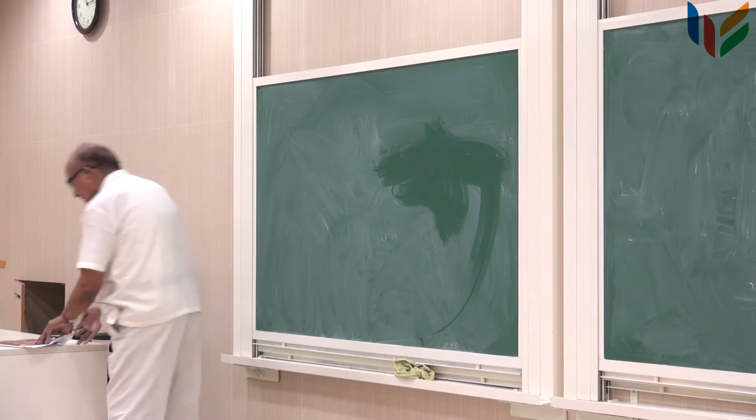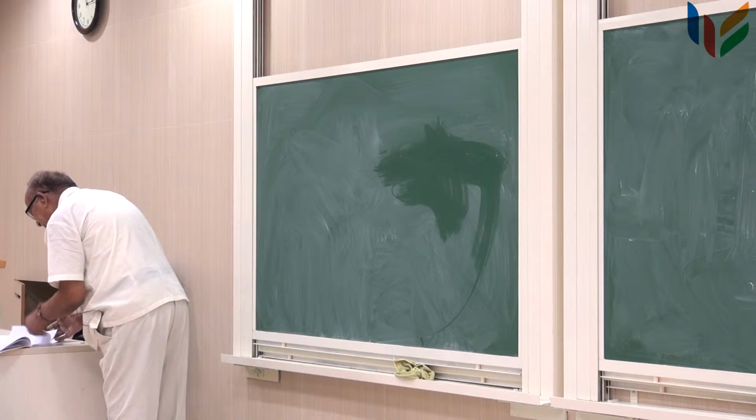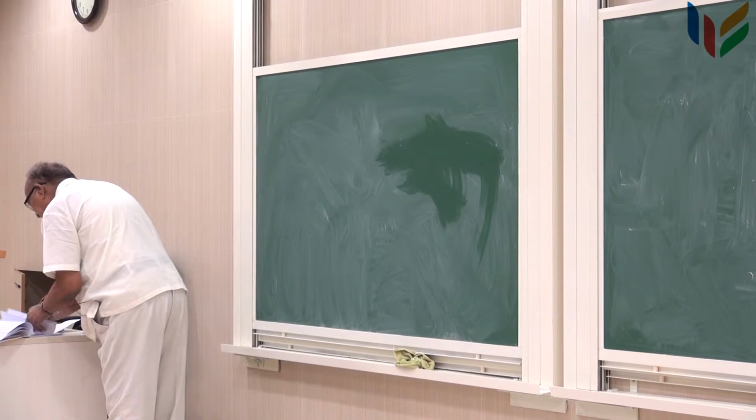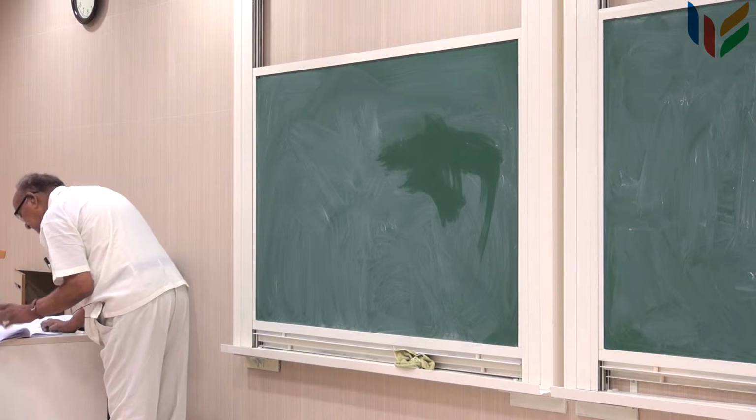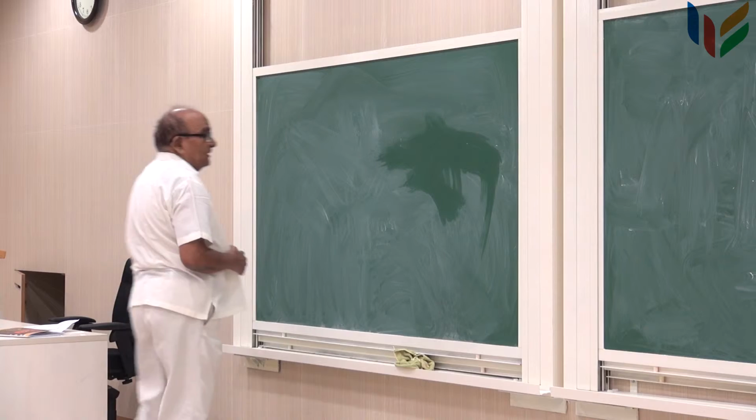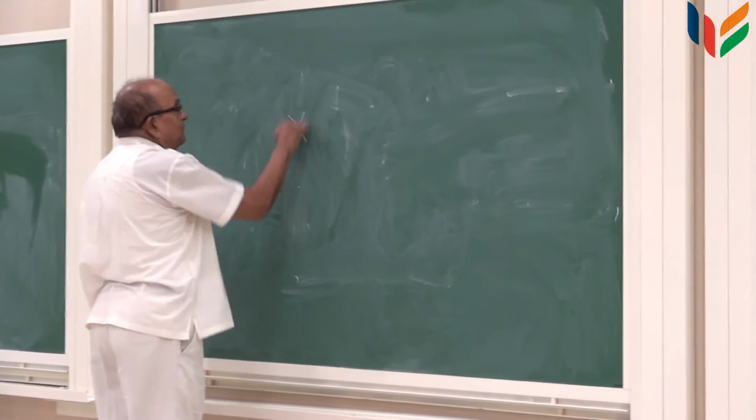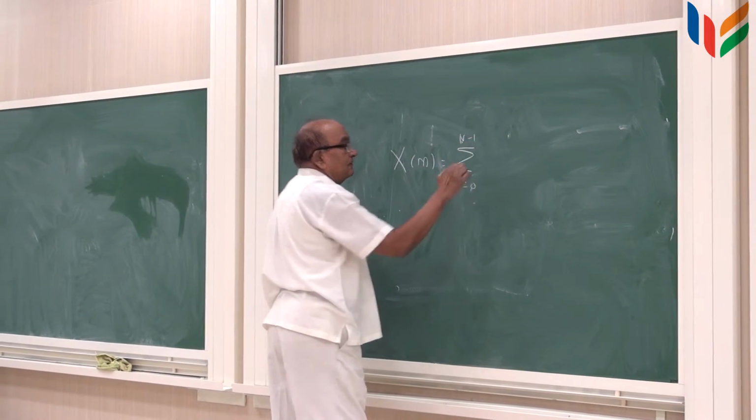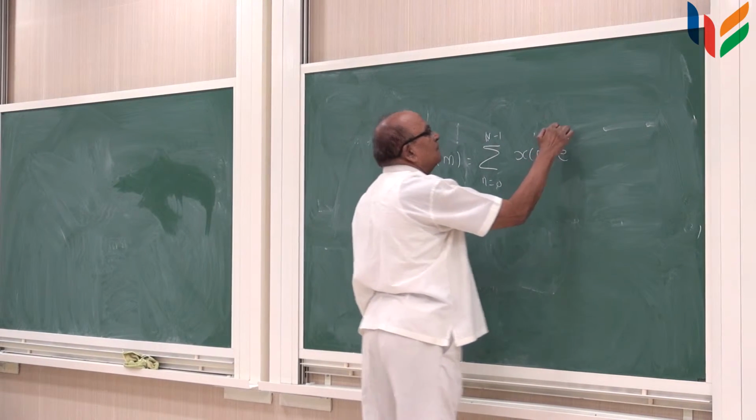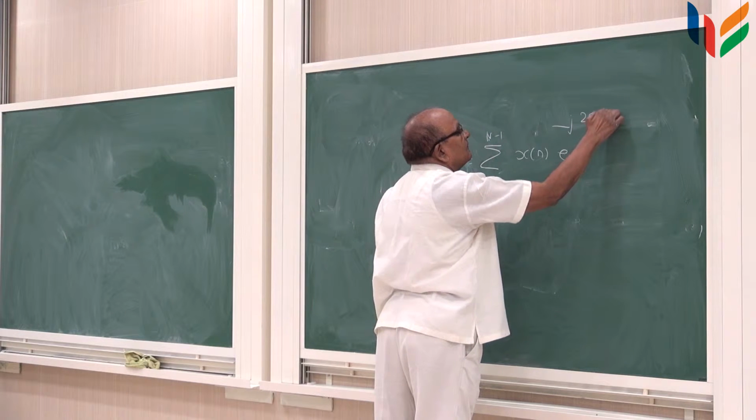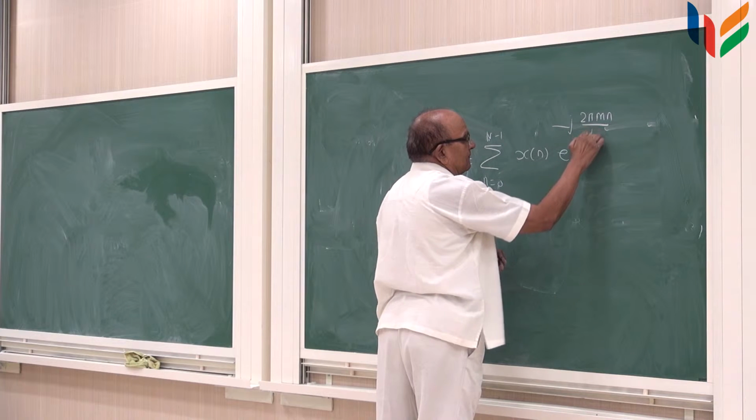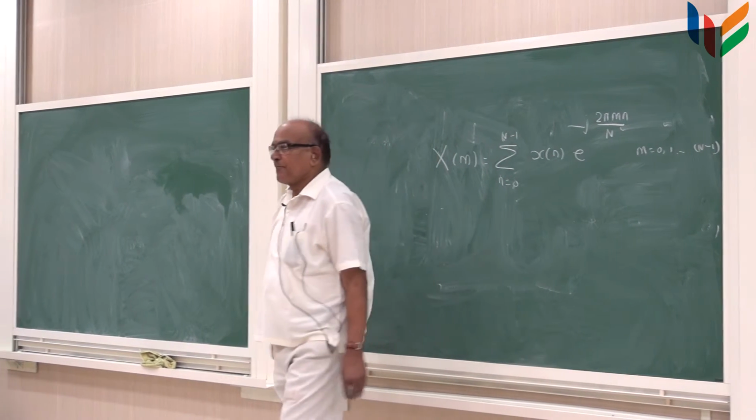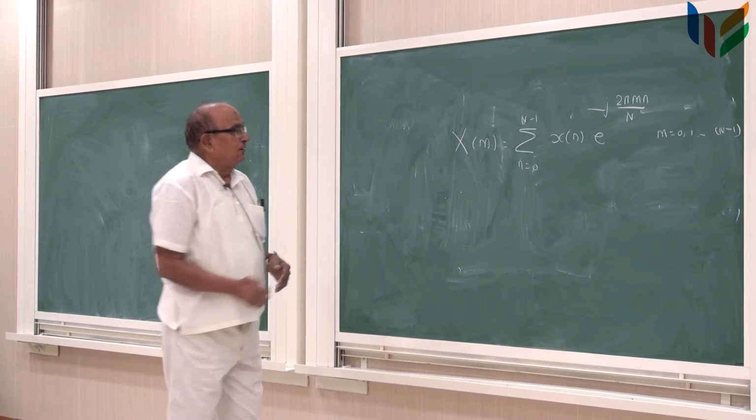What else do I have to say on this Fourier transform, DFT? I think I have. Now, let me say something else. X of m... right. Let me play a trick.